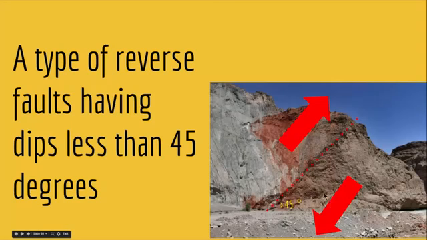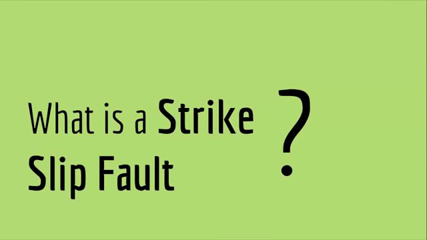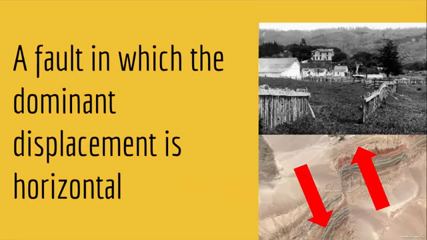In reverse faults, the hanging wall goes up while the footwall goes down, but the angle of the fault is less than 45 degrees. So now let's look at strike slip faults. Well, what is a strike slip fault? Strike slip faults are faults in which the dominant displacement is horizontal.